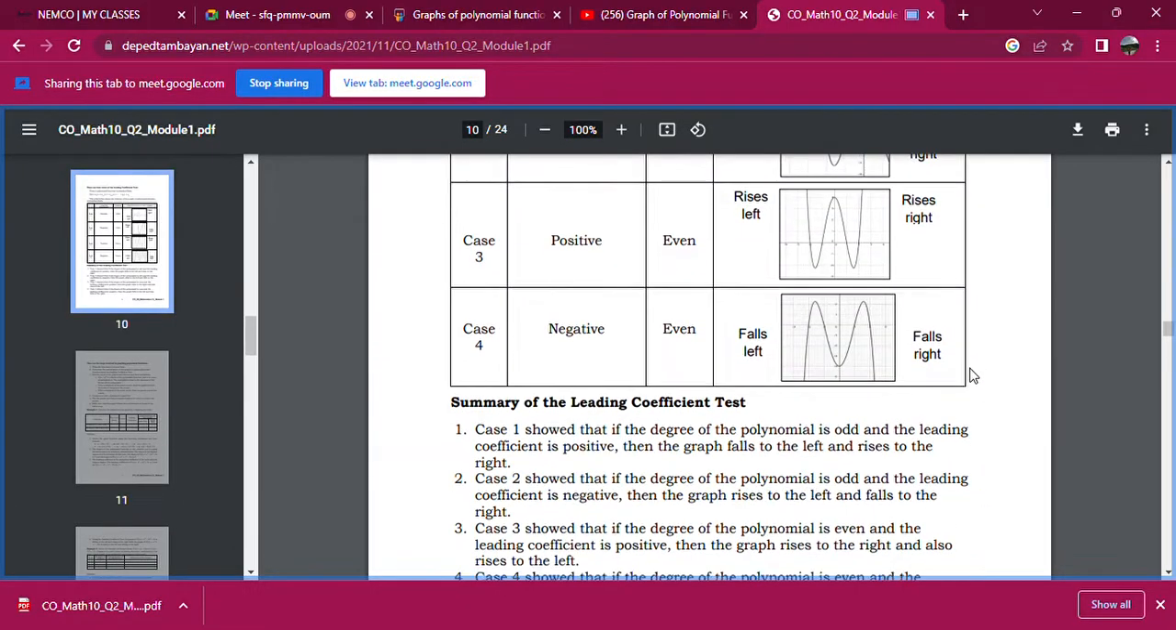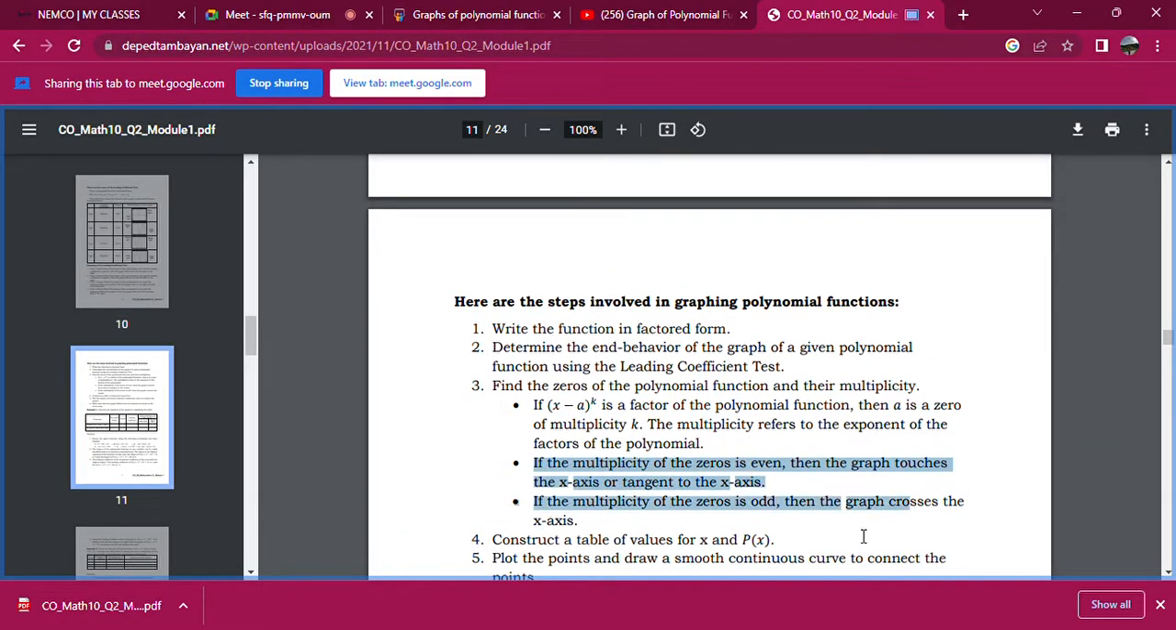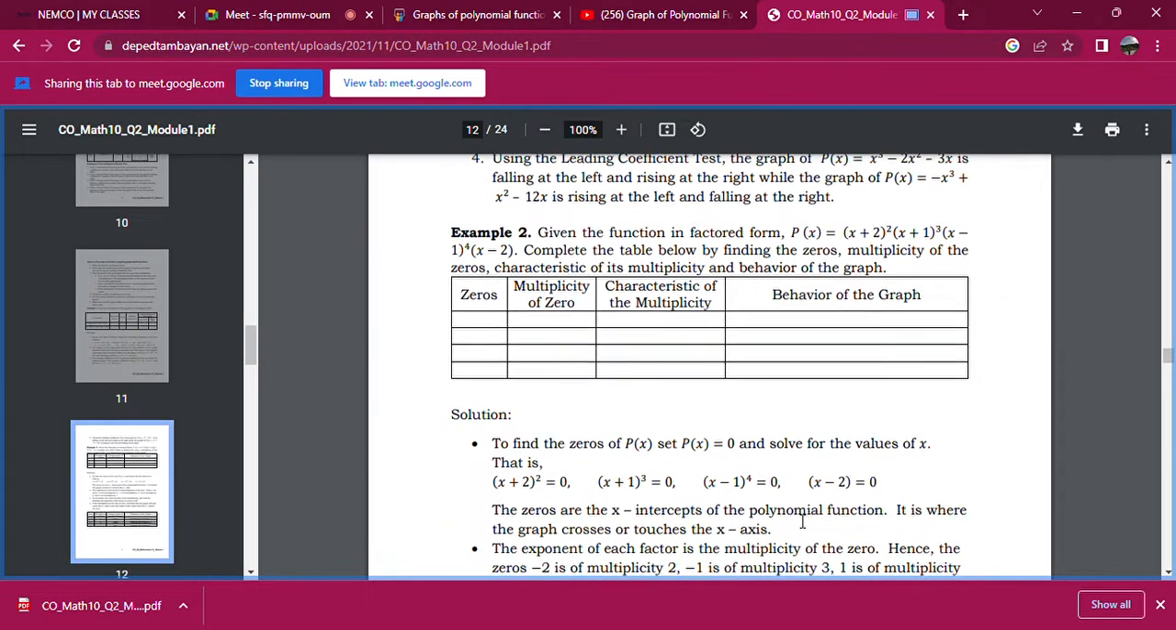So, maning giingon dire siya, kini. Ato ni siya timan-an, no, kay in graphing a polynomial function, kinahanglan jud nato pangita ng zeros of a polynomial function and their multiplicity. So again, kung even gani ang ato multiplicity of the zeros, ang ato kuanda na is the graph touches the x-axis or is tangent to the x-axis. But if the multiplicity of the zeros is odd, then the graph crosses the x-axis. So we have here the zeros, multiplicity of zeros, characteristics of the multiplicity, and the behavior of the graph. So we have here our solution.